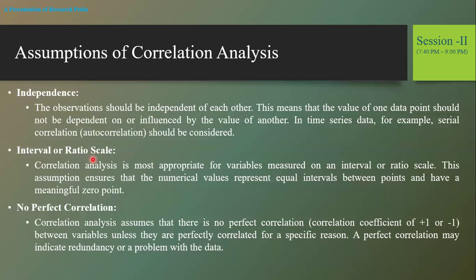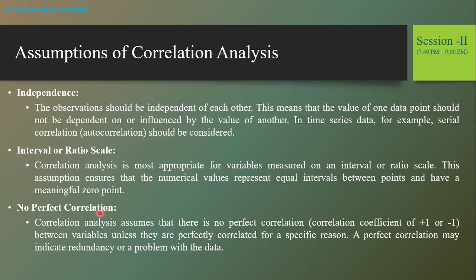Interval or ratio scale data: as I have already told you, we are going to use, most preferably, both variables as continuous variables or ratio scale variables. Correlation analysis is most appropriate for variables measured on interval or ratio scale data. This assumption ensures that the numerical values represent equal intervals between points and have a meaningful zero point.